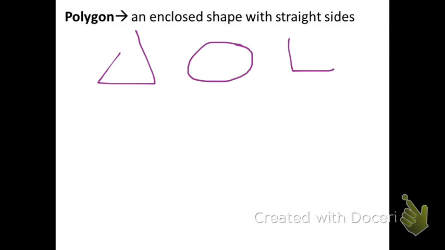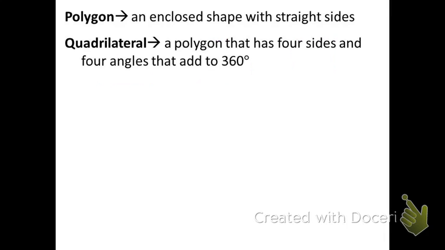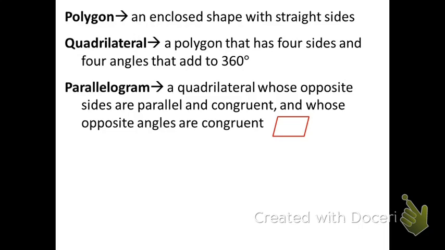So then we talked about our normal shapes, like quadrilaterals, and how they did have straight sides and were enclosed shapes, so we can call them a polygon. A quadrilateral is a polygon that has 4 sides and all 4 angles add to 360 degrees. A parallelogram is a quadrilateral whose opposite sides are parallel and congruent. We show congruent by using those hash marks, and parallel by showing an arrow.